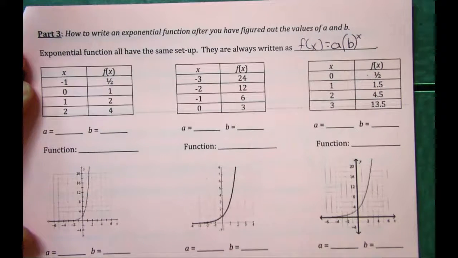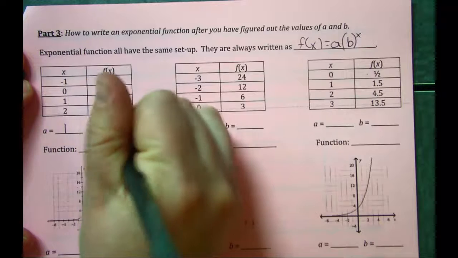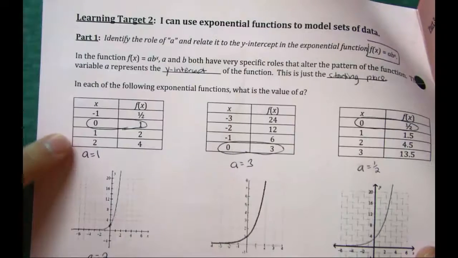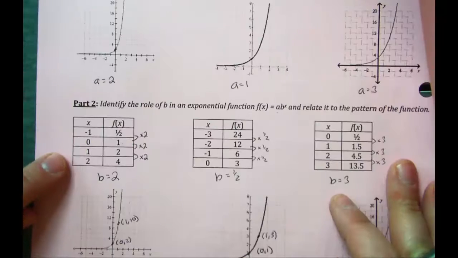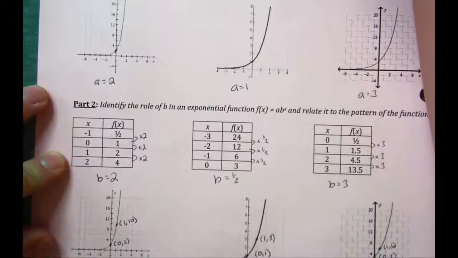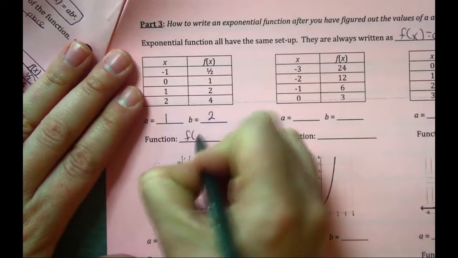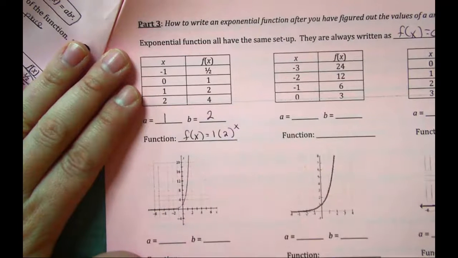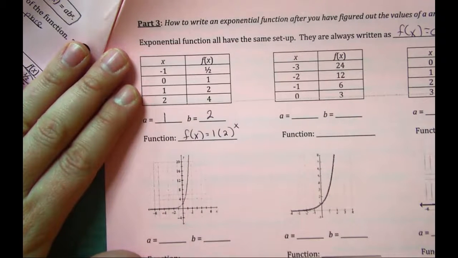So if a here is 1 and b is 2, and we know that because this is the same table that is the first table on the previous page. So a was 1 and b is 2. So that means over here, our function is going to look like this: 1 times 2 to the x power. That's going to be our function.